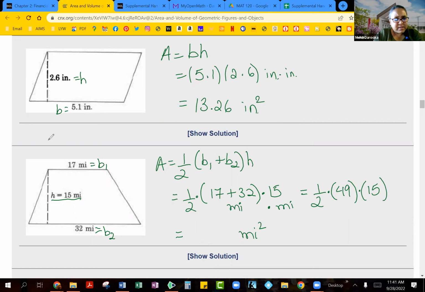I've got 367.5, and a bunch of you got that. And then I have 257 as the other answer. So either 367.5 or 257. Let's see what that's going to be. I'm actually going to multiply 49 with 15 first. And then you can either divide by 2 or multiply by 0.5.